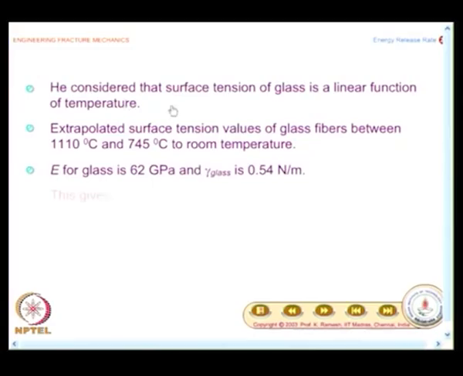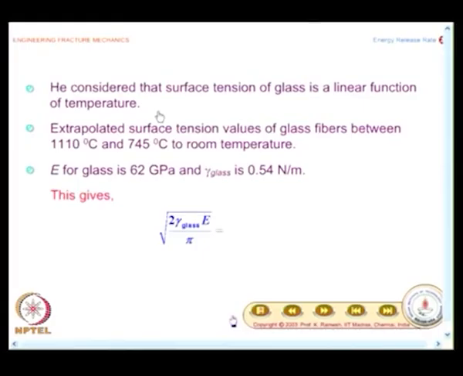He considered that surface tension of glass is a linear function of temperature. Good approximation, this is how engineers always approximate. We are very close to straight lines. We always want to take anything as linear. If it satisfies our requirement, we leave it at that. We want to avoid as much non-linearity as possible. And what he did, he extrapolated surface tension values of glass fibers between 1110 degrees centigrade and 745 degrees centigrade to room temperature.